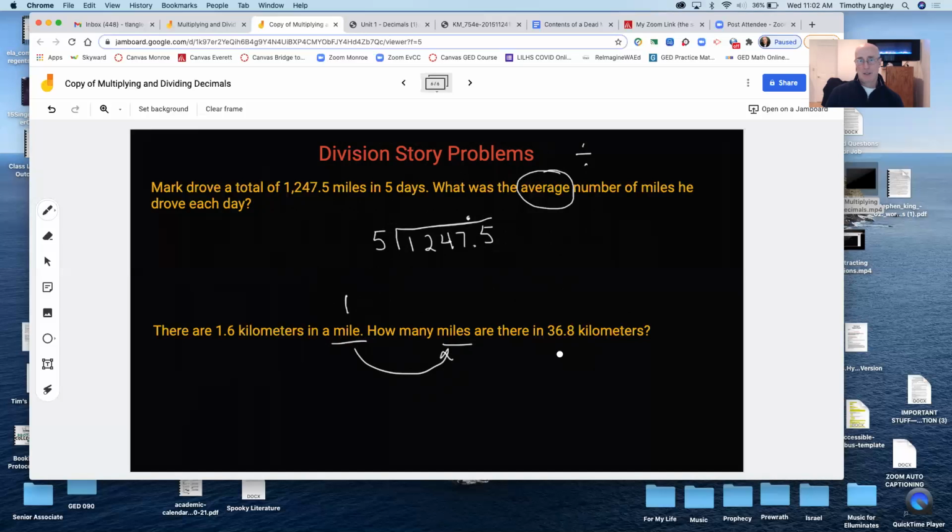Okay. Well, if I divide 1.6 into 36.8 kilometers, that'll tell me how many miles there are. And in this problem, I would move it one place here. So I would move it one place here, put it here, and then do the math. It's basically now 16 into 368. All right. Hope that helps.